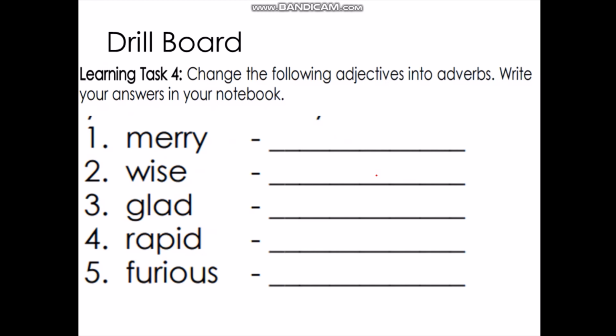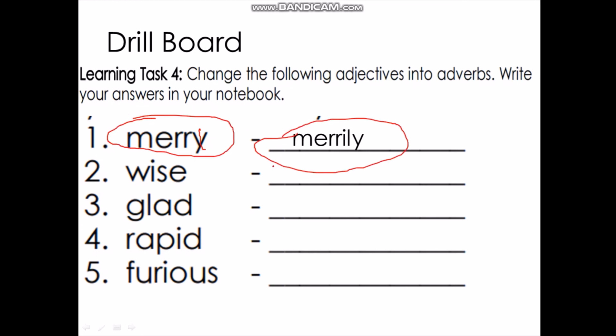Times up, boards up. The correct answer is merrily. So as you can see, we changed the y into i and then add ly. So that's the correct rule in changing this word into an adverb. Okay? And merrily means you're excited.